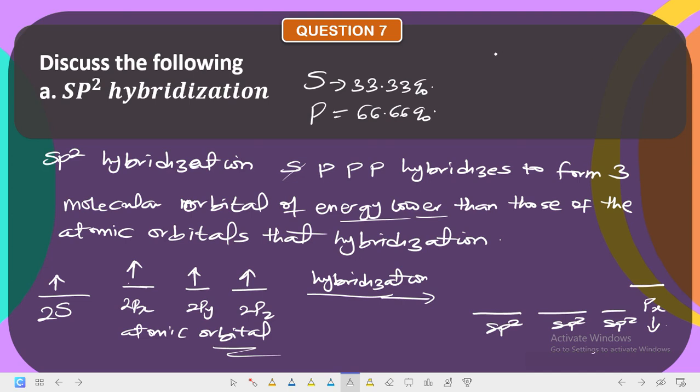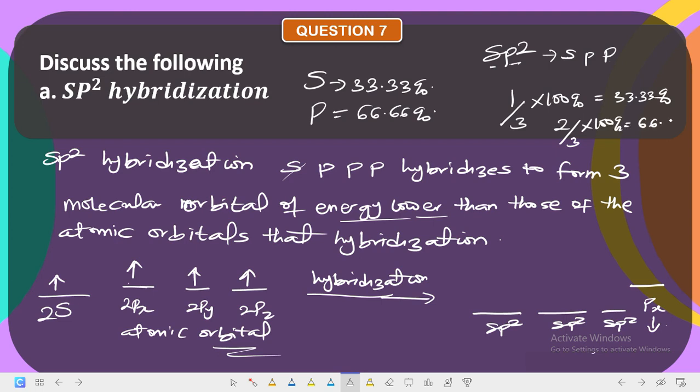66.66%. Now, how do you calculate this? You have sp2, rather, not sp3. Now, how many S are here? 1. If you write the total, it is sp2, is that not so? How many S are there? 1. Total number is 3, so 1 over 3 times 100%. This will give us 33.33%. Now, how many P's are here? 2. So you say 2 over 3 times 100%, and this will give us 66.66%. So this is how to calculate the percentage S character and the percentage P character of this hybridization.